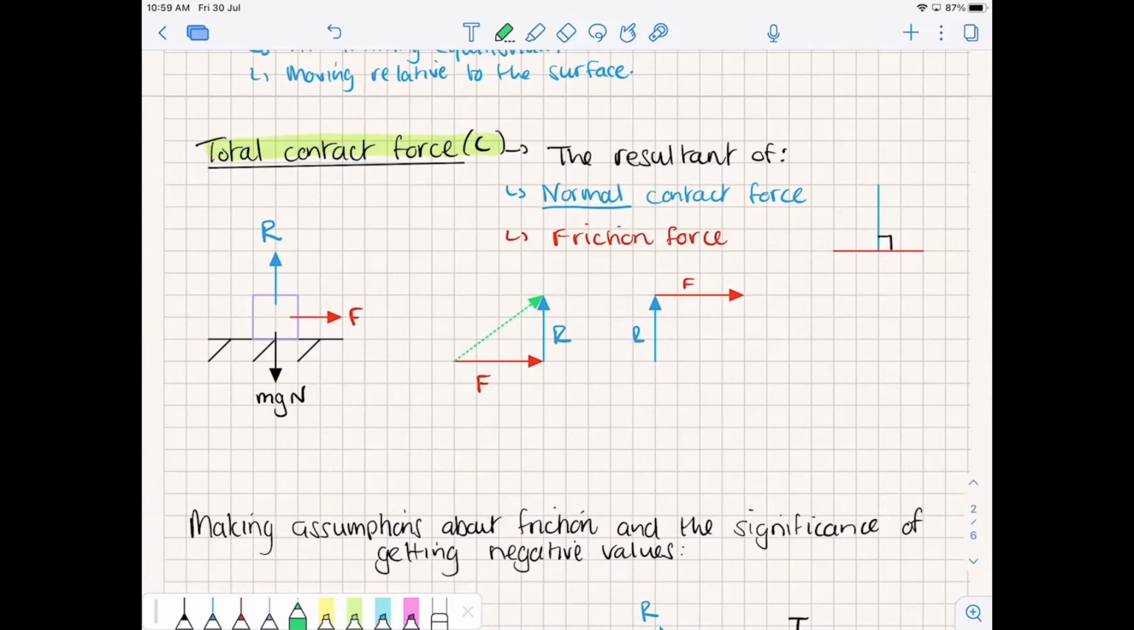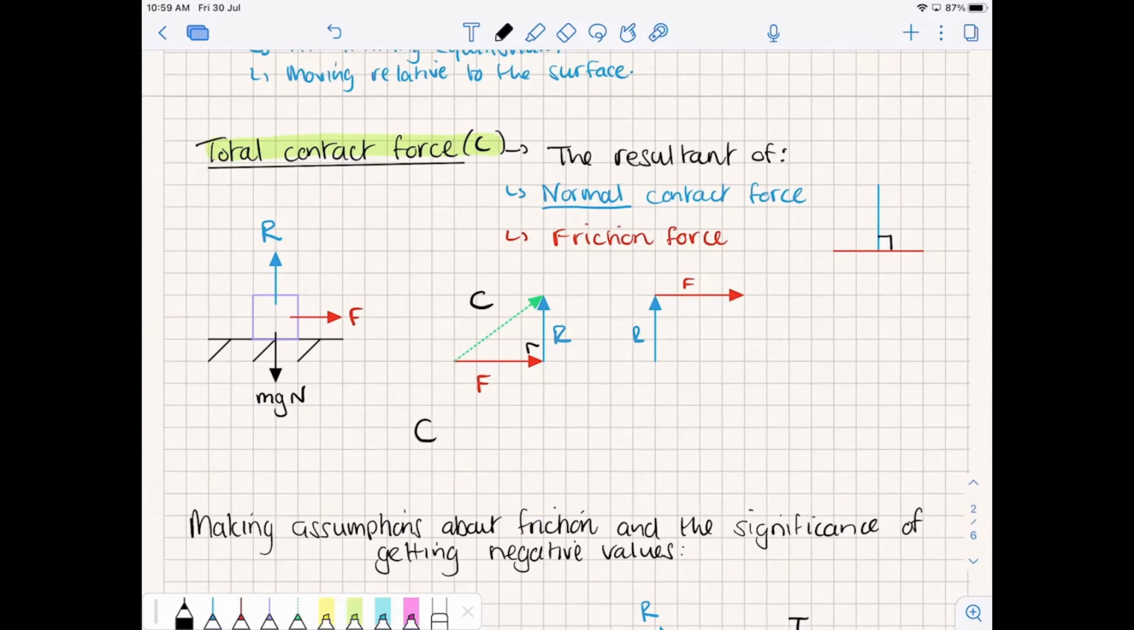Right, well, I told you that these two act perpendicular. That's lovely because now we can use good old Pythagoras. We call this total contact force, which will usually be denoted as C. So if we want to find the contact force, it's the hypotenuse.